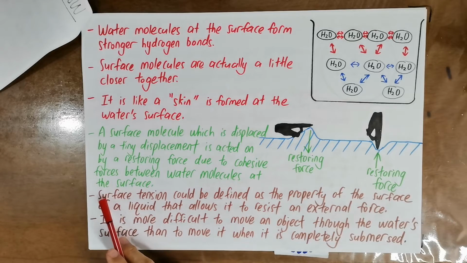Okay, so surface tension could be defined as the property of the surface of a liquid that allows it to resist an external force. It is more difficult to move an object through the water's surface than to move it when it is completely submerged.